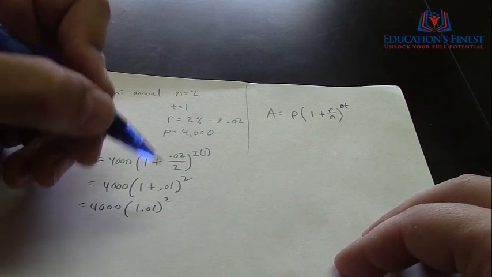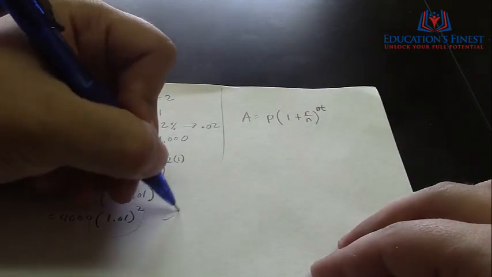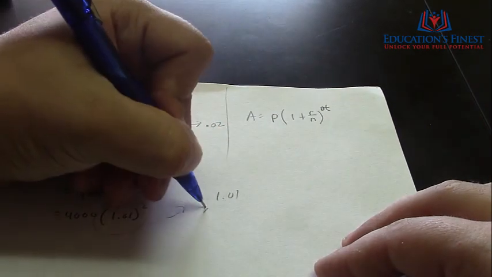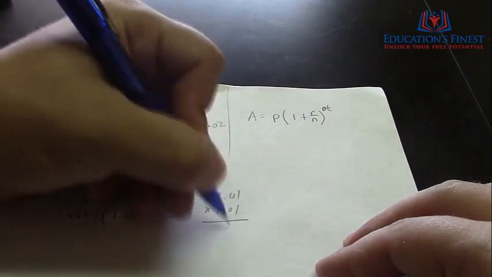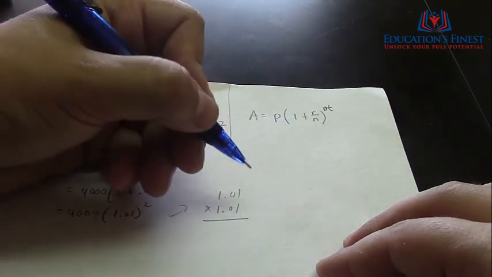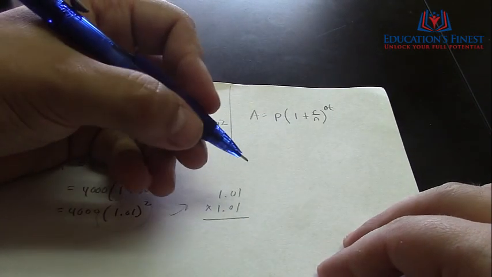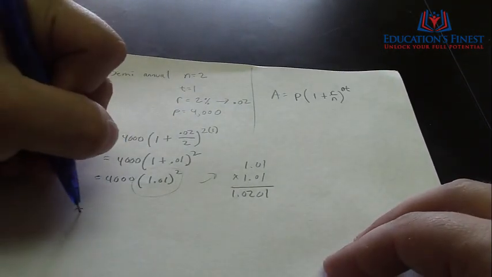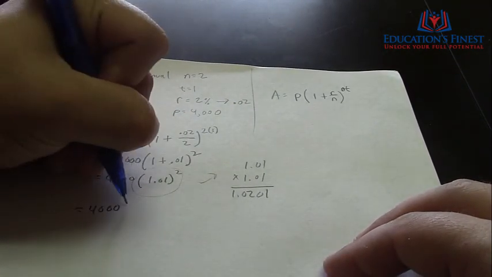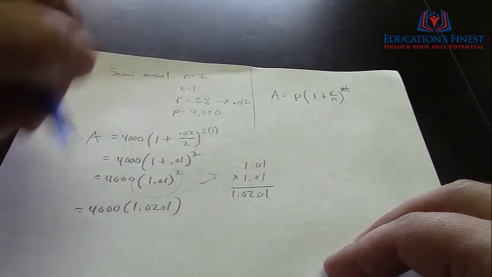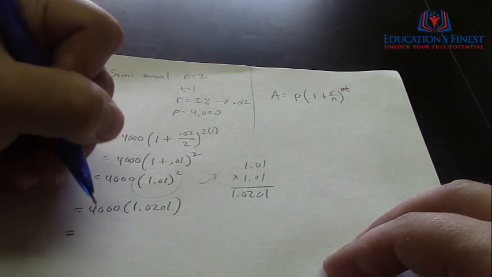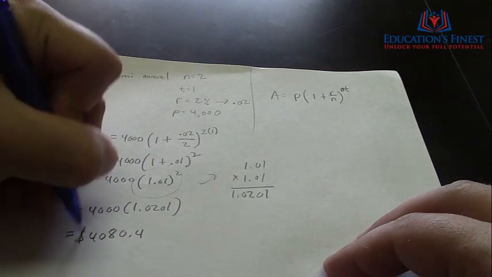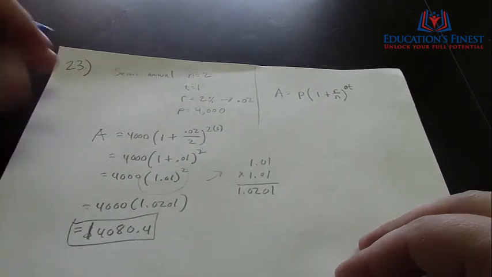Okay, so now what you would have to do is go off and do this on the side. So 1.01 squared would be 1.01 times 1.01, and if you do that by hand, which you should be able to do, multiplication of decimals by hand, you're going to end up with 1.0201. Okay, so you got 4,000 times 1.0201. If you did that by hand, you'd end up with $4080.4, and that is your answer.